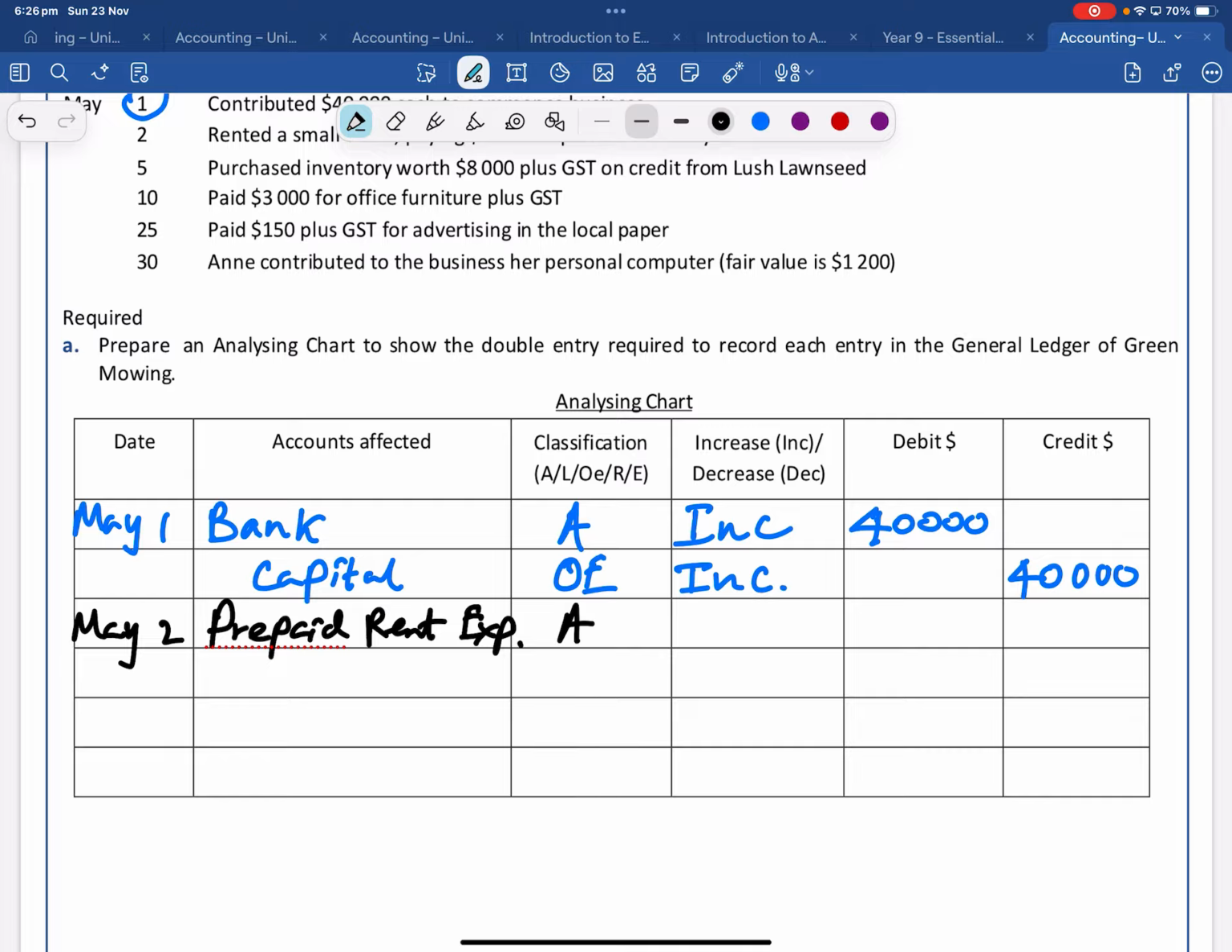Prepaid rent, asset. What happens? Increase. Debit or credit? Debit. Why? Because this is an asset. Asset increases. Very good. Next one.